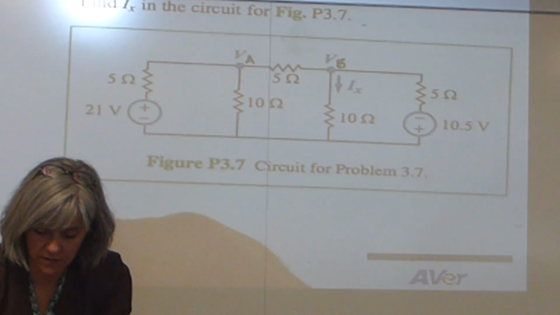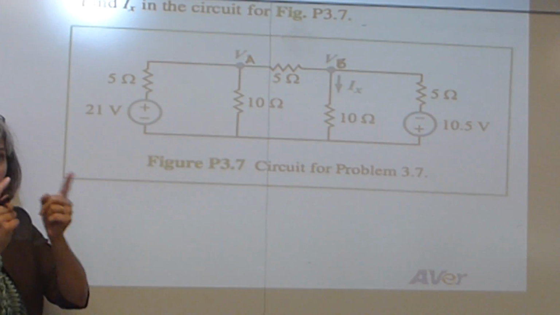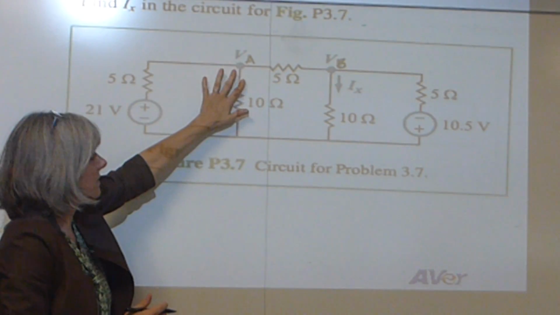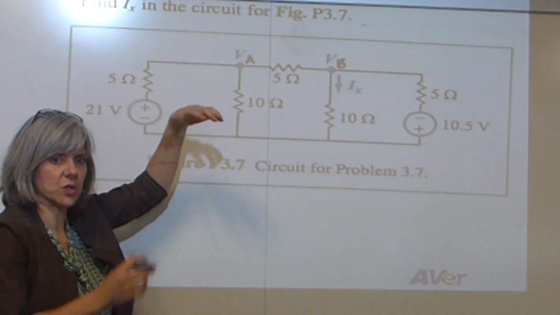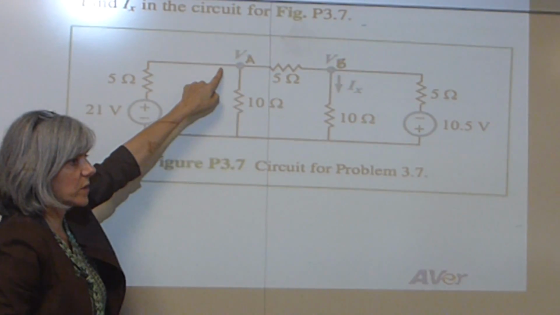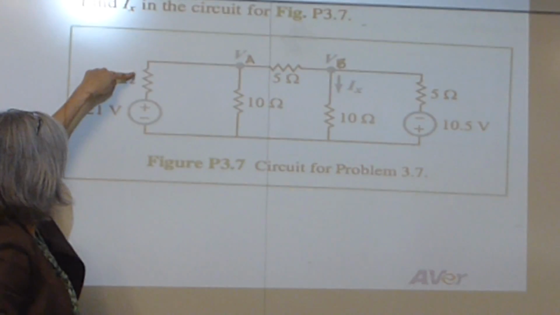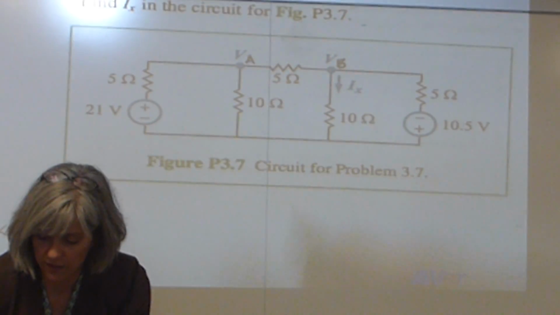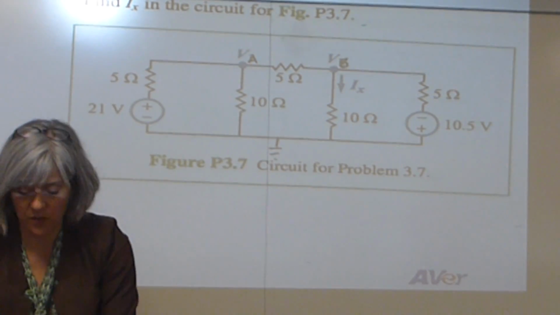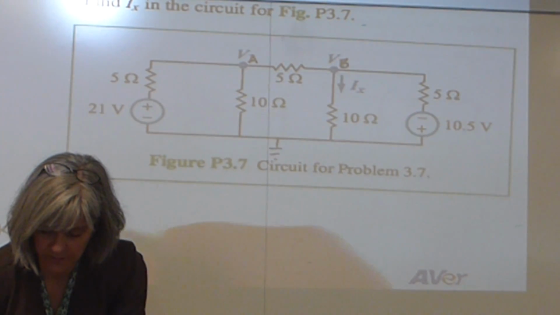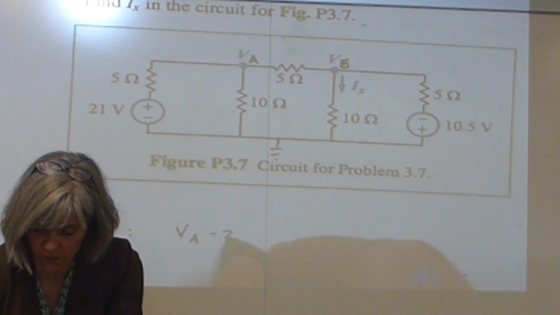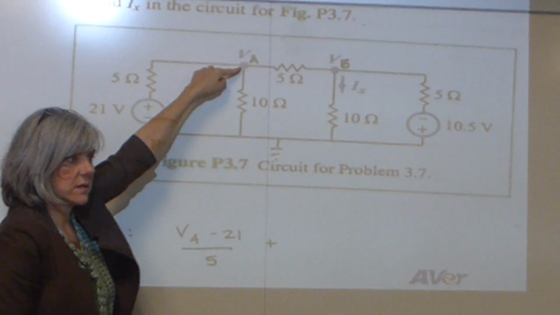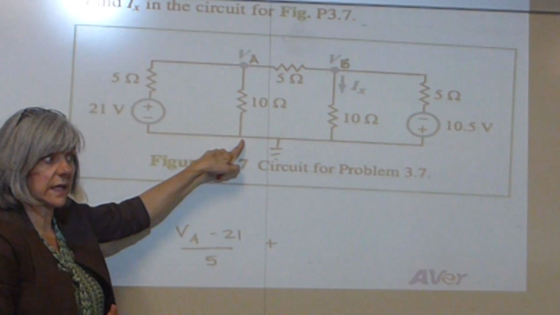All right, so KCL. And here's where we get to the difference in direction and current. Let's start with this one. I'm not going to draw current arrows on; I just know I'm summing out. So this first one is V sub A minus 21 divided by 5, because I'm assuming that ground is down here. So KCL at A: I have V sub A minus 21 over 5, plus V sub A minus 0 over 10.